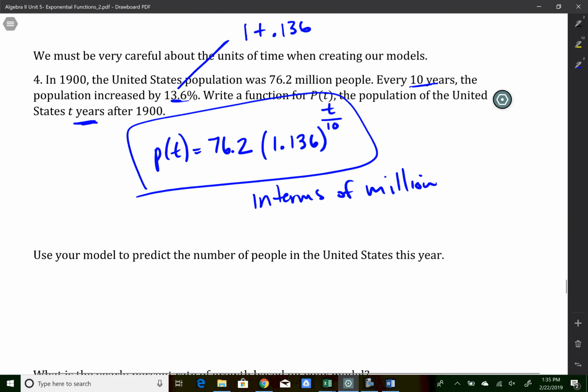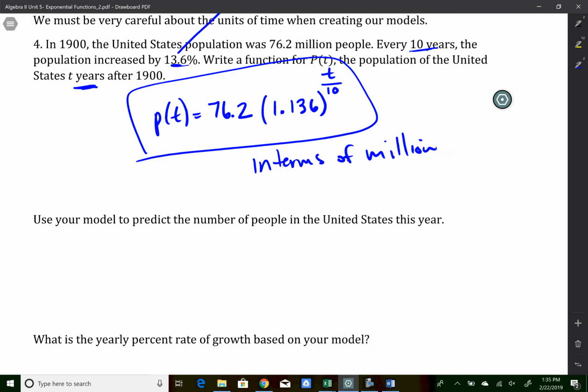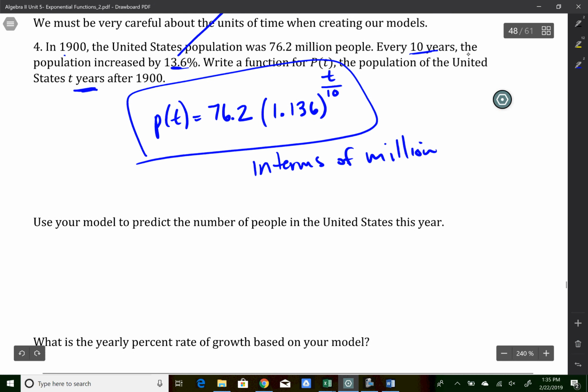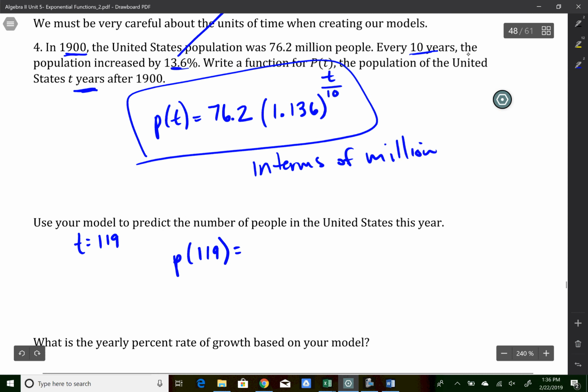Then it says, use your model to predict the number of people in the United States for this year. So we have to figure out how many years it's been since 1900. All right, so we're in the year 2019. So I can say t is 119 years. So I want to figure out what is P of 119. Next year, this will work out really nicely because it'll be a decade. But hey, all good. So we have 76.2 million people times 1.136, all to the 119 divided by 10.